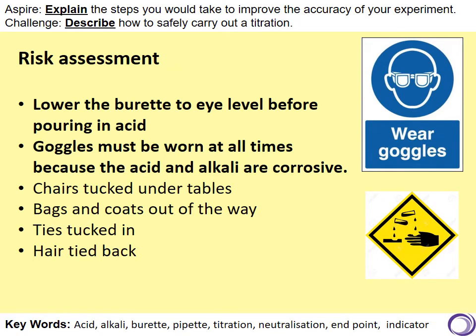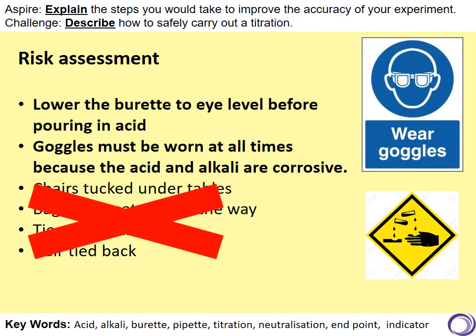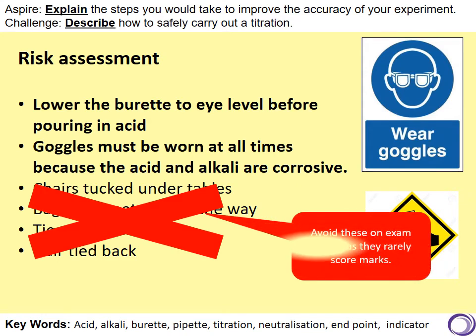When you are asked to write a method for a practical, you must always include a risk assessment. We can see here that if we lower the burette to eye level before pouring the acid, that will make it safer rather than stretching above ourselves. And secondly, we should wear goggles because acids and alkalis are corrosive. Please do not write about tucking chairs under and bags and coats out of the way and ties tucked in and hair tied back, because these rarely, if ever, gain any marks.